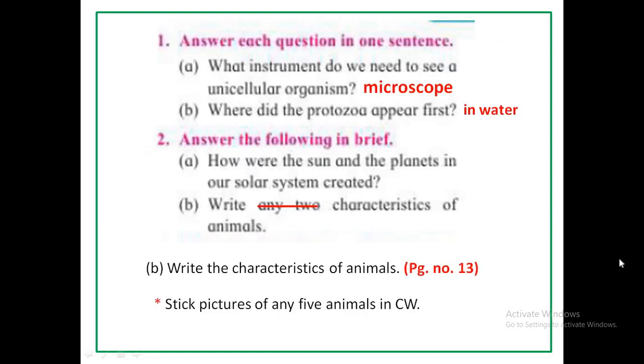Question B. Make a little change in that question. Write the characteristics of animals. This answer is on page number 13. There are 3 characteristics given. Write all the 3 point-wise. And lastly, you can stick pictures of any 5 animals in the classwork.